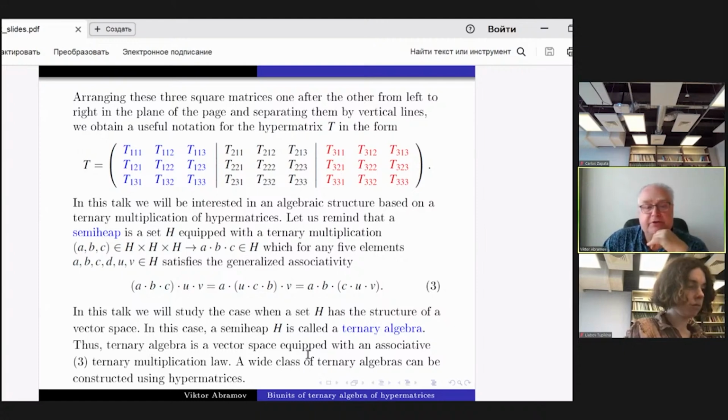So when H is a vector space, then the whole structure is called a ternary algebra. This is very good because by ternary algebra, different authors mean different, various structures. And I like this terminology. So vector space and ternary multiplication, generalized associativity, which is a ternary algebra. I think this is a very good terminology.